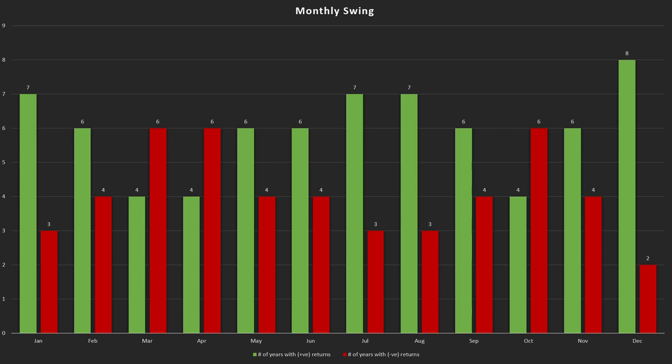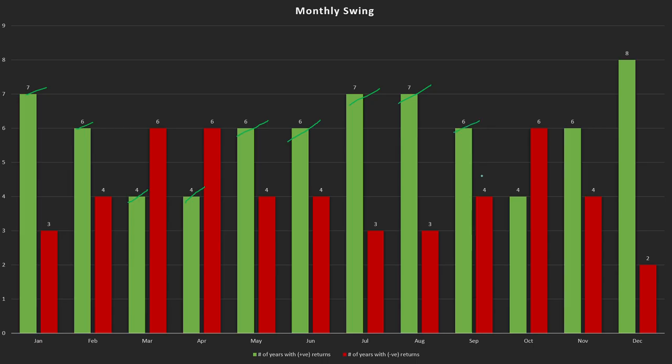So let's move on to the next graph, which is the monthly swing graph, in which we'll see that in last 10 years how many years a month gave positive returns and negative returns. So January gave positive returns in 7 out of 10 times. February 6, March only 4, and April also only 4. So those 2 months are not so good for this sector. May and June 6 positive, 4 negative each. July and August 7 positive and 3 negative each.